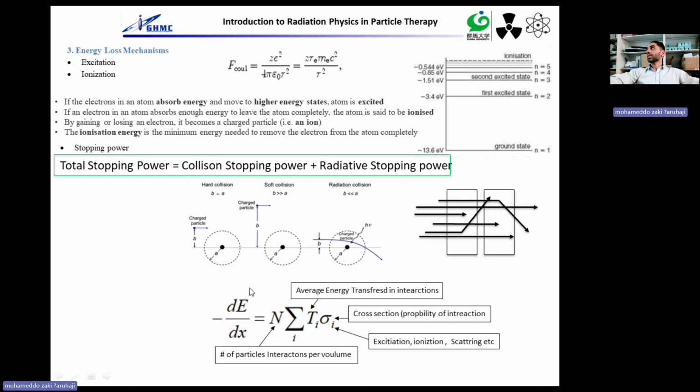So stopping power equations in general, the N here is the number of particle interactions per volume, how many particles inside the volume.